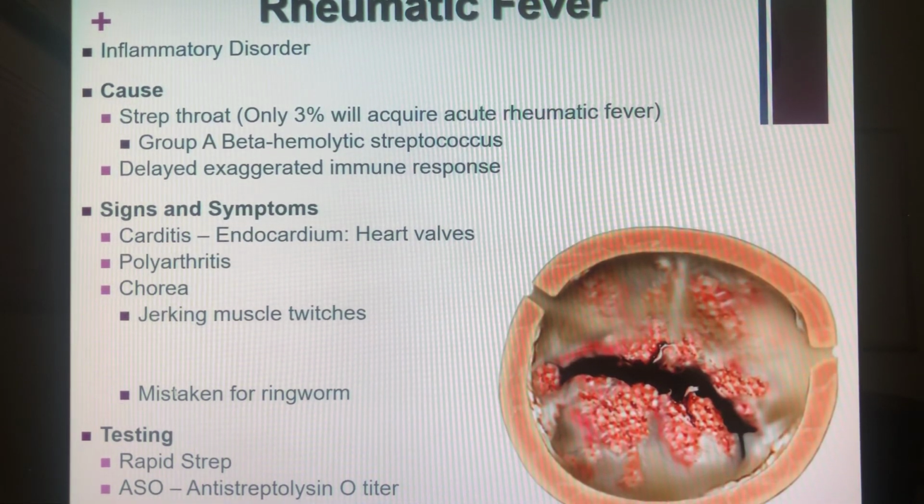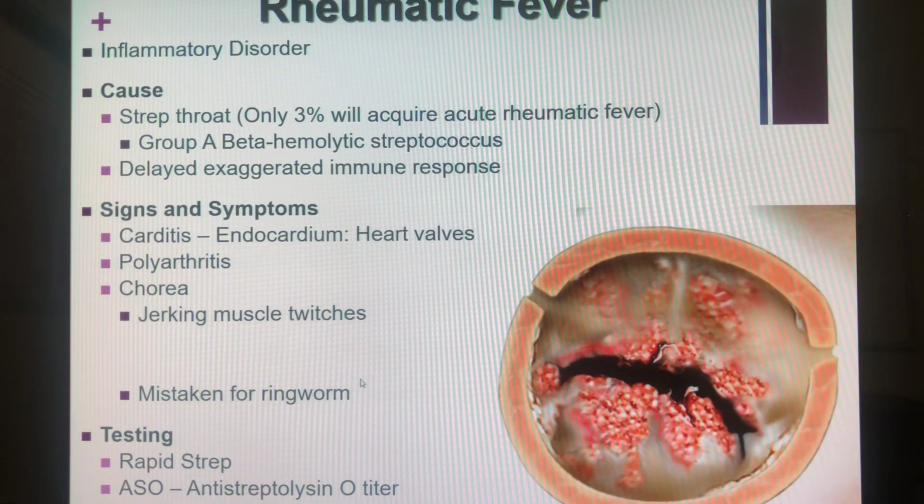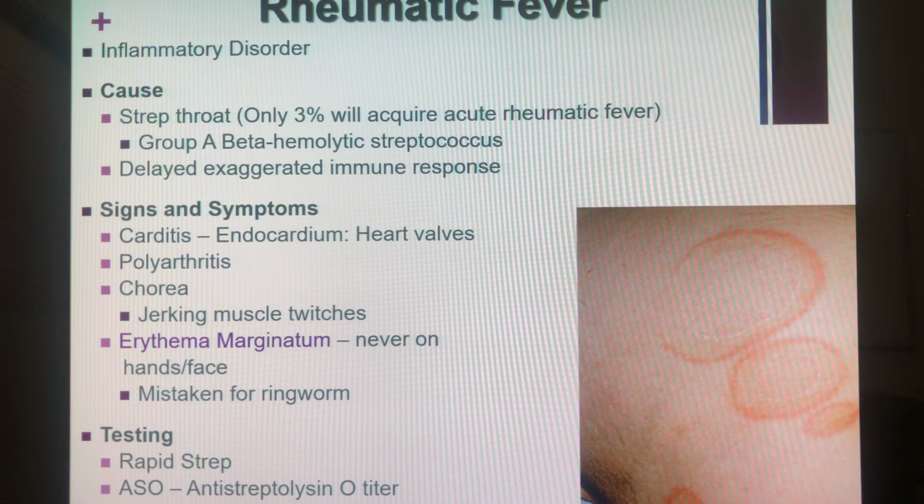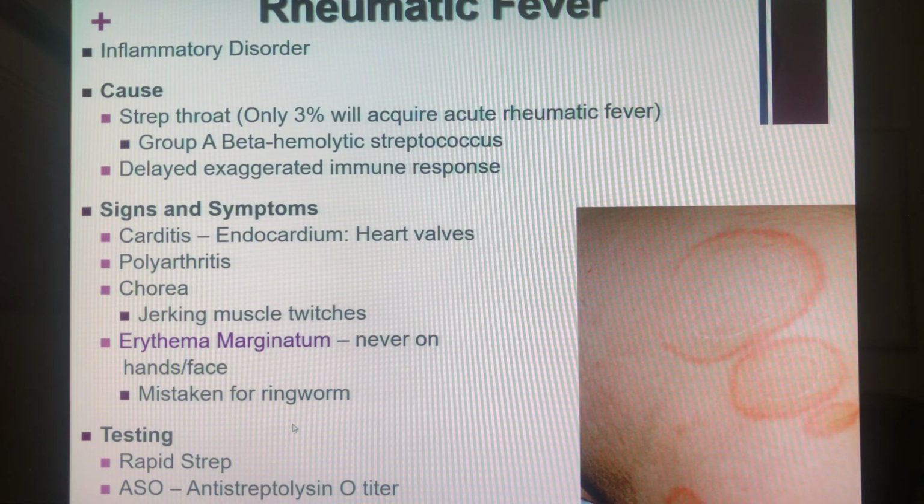The reason it's saying here is also mistaken for ringworm is because what we're talking about here is this little rash right here that is called Erythema marginatum. Okay, what that rash is doing is literally saying what it is. Erythema means redness, and redness around the margins or the outside is where they get that name, Erythema marginatum. So again, this is a very particular looking rash that can be in conjunction with this carditis, heart valve murmurs, heart valve stenosis, prolapse with polyarthritis, the jerking muscle twitches, and this rash.